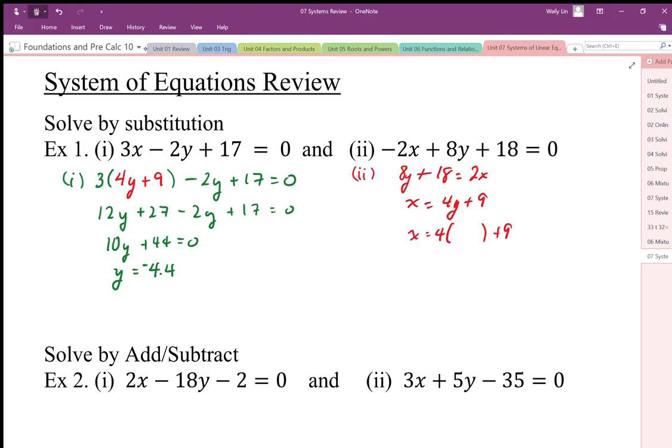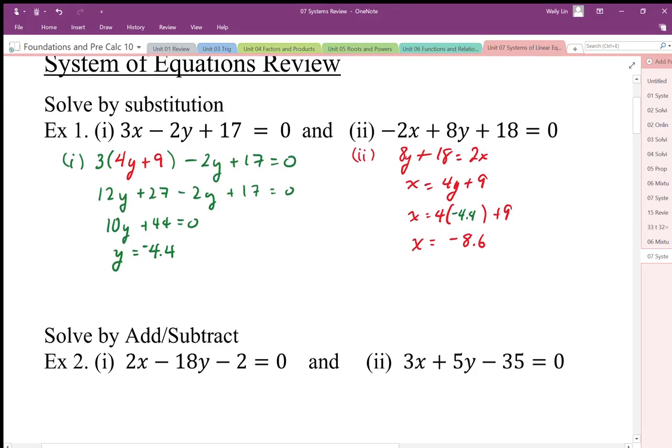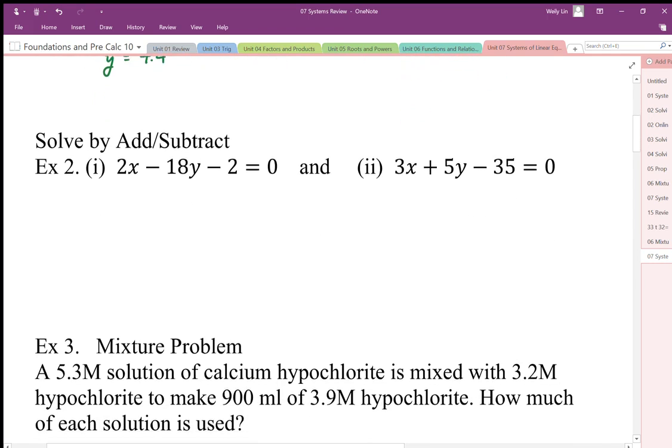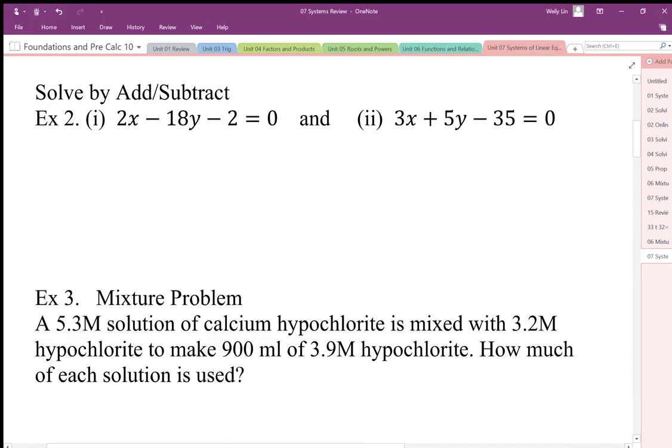Okay, so I substitute that in, negative 4.4, and I end up with an x value of, looks like negative 17.6 plus 9 is going to be negative 8.6. So x is equal to negative 8.6, y is equal to negative 4.4. And we can always check these by graphing these on our graphing tool. We can also solve by addition subtraction.